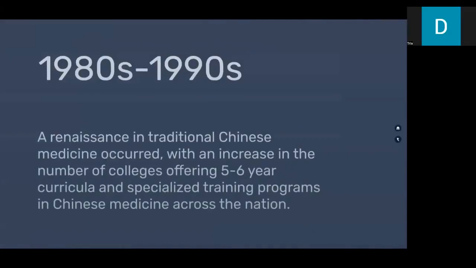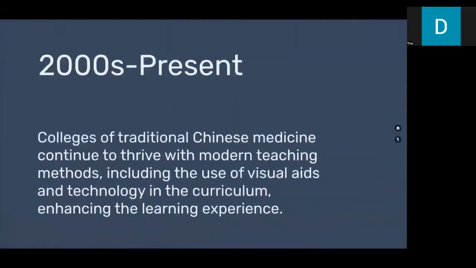1980s to 90s. A renaissance in TCM occurred with an increase in the number of colleges offering 5 to 6 year curricula and specialized training. TCM education continues to thrive with modern teaching methods, including the use of visual aids and technology in the curriculum, enhancing the learning experience.